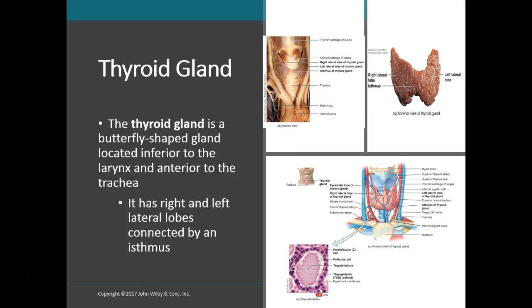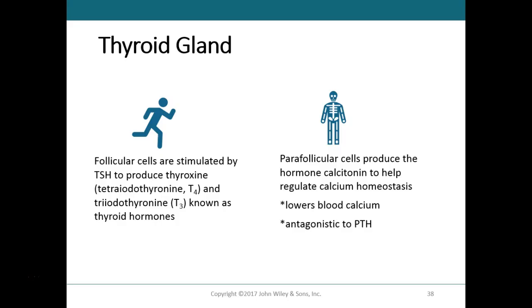The follicular cells make two hormones, thyroxine, which is also called tetraiodothyronine, or T4, because it contains 4 atoms of iodine, and the second hormone is triiodothyronine, which contains 3 atoms of iodine. So collectively, T3 and T4 are called thyroid hormone. Okay, so there you see the big words, right?